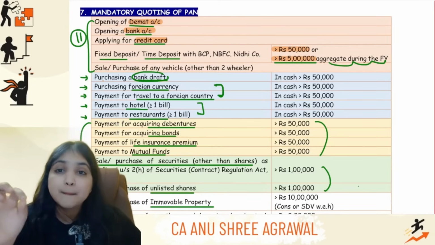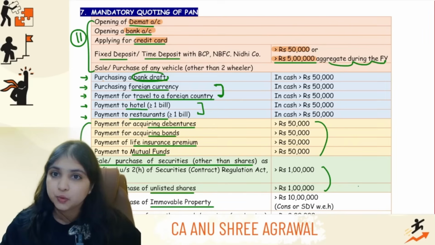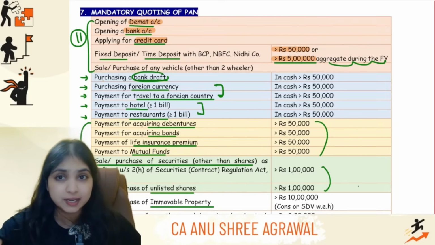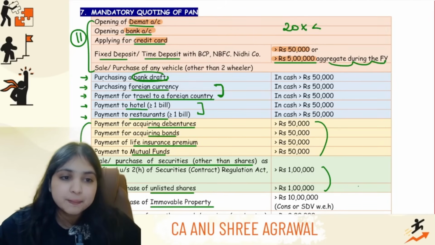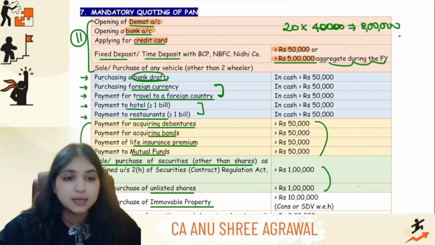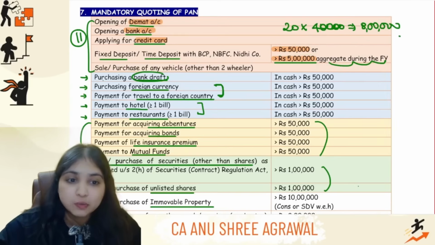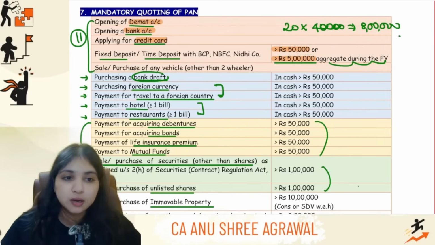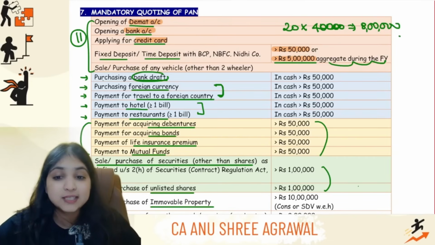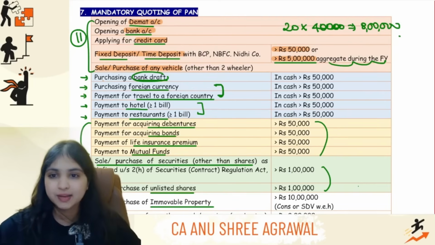Now you understood? Let's say per FD is 40,000 only. Let's say I made 20 FDs, and per FD is 40,000 only. So the total amount is 8 lakh rupees, guys. Now per FD is not more than 50,000, but the aggregate put together is more than 5 lakhs. Therefore, I have to quote the PAN. Okay, then sale or purchase of any vehicle, even this is important. Sale or purchase of any vehicle other than a two-wheeler, any other vehicle, we have to quote PAN.